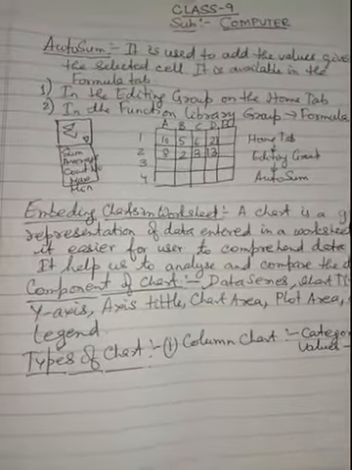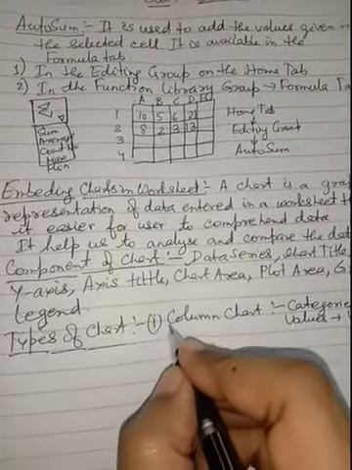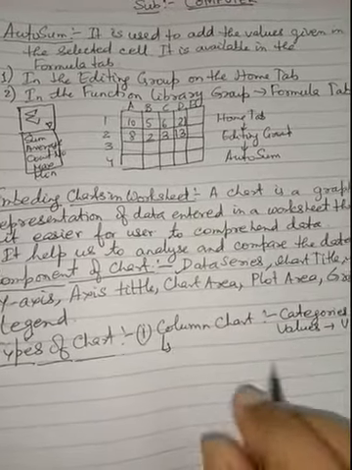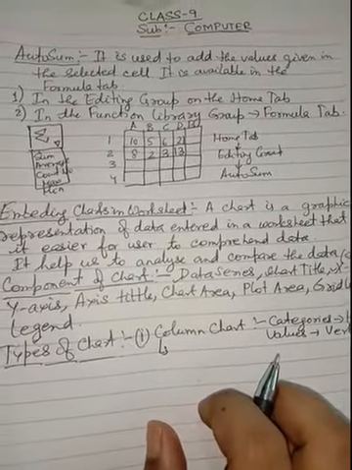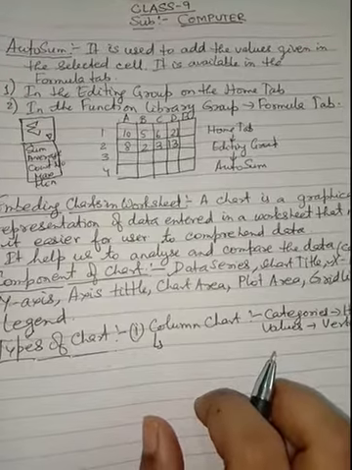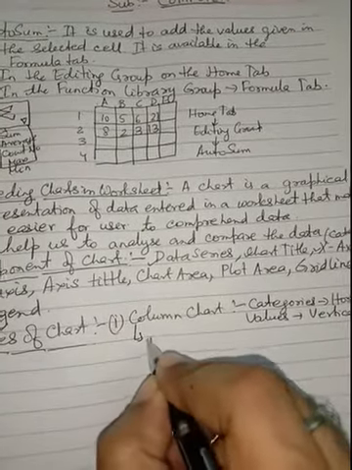So what is the use of the column chart? The column chart is mostly used for showing the comparison between different items over a period of time.